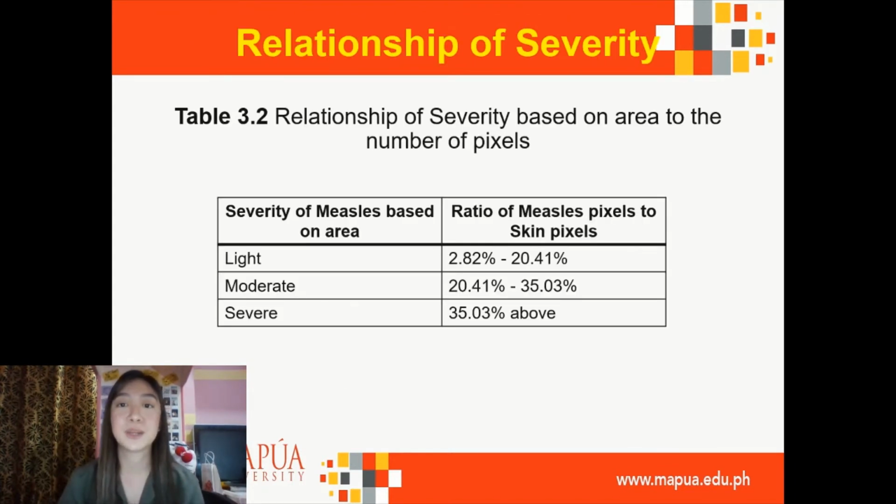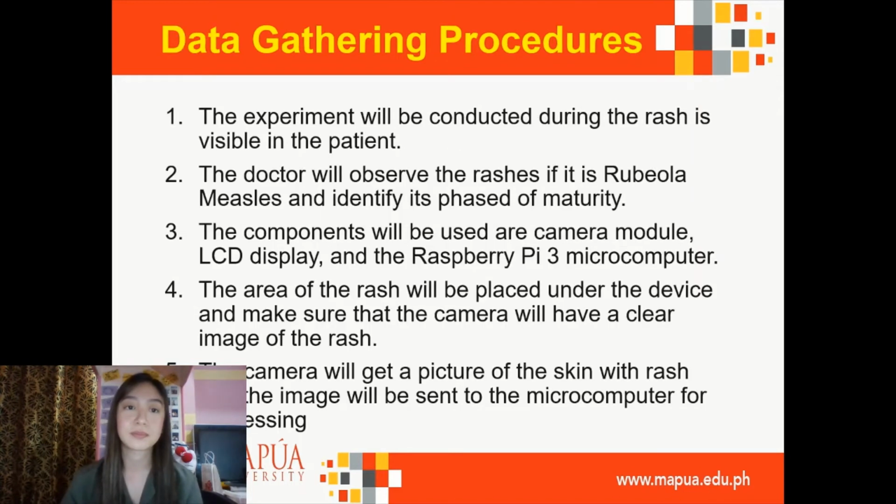Here is our table of the severity of measles based on area, identified as light, moderate, and severe. For the ratio of measles pixels to skin pixels, light is 2.82% to 20.41%, moderate is 20.41% to 35.03%, and severe is 35.03% and above.